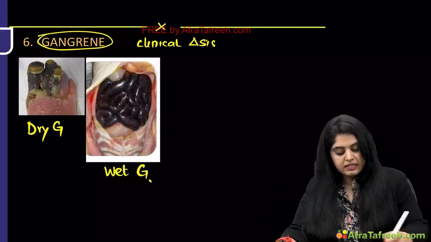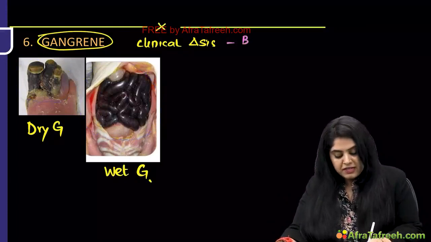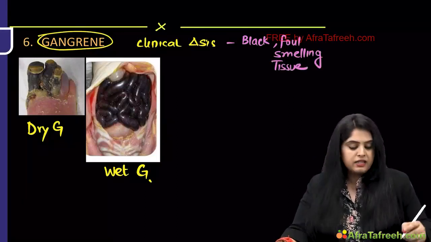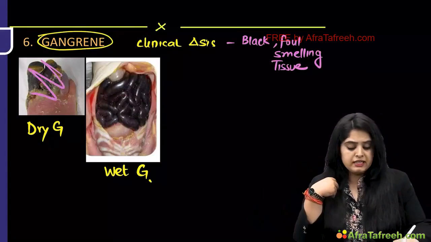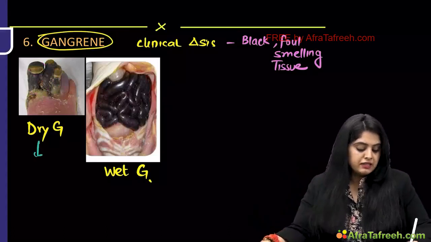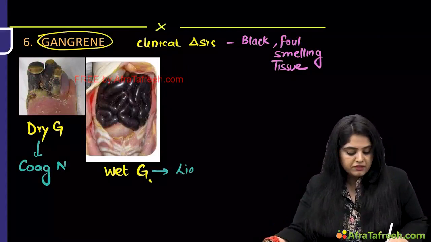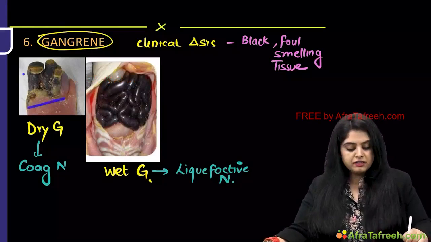You can see dry gangrene is everywhere, dry or wet. What you can see is it's a very blackish tissue which is foul smelling. That is the definition of gangrene. It is black, foul smelling tissue that has occurred. And dry gangrene and wet gangrene, I'll say, okay, let the surgeon use these terms, because for me, this dry gangrene is nothing but coagulative necrosis, and this wet gangrene that you have is nothing but liquefactive necrosis.